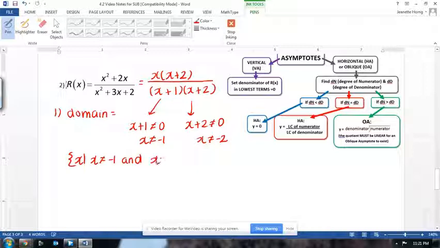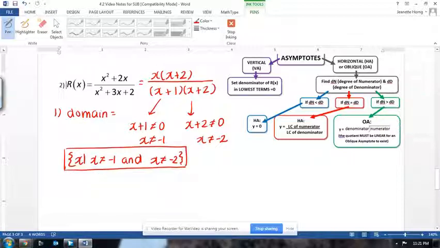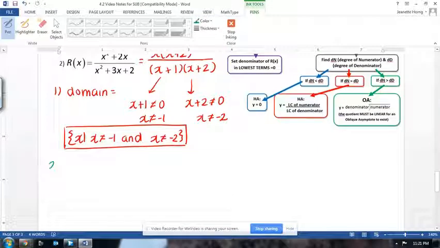So I'm going to write both of those restrictions down because that is the only thing that we have to use our original equation for. Everything else we can use the reduced equation. So that's why domain always goes first, and then you will use the reduced form anytime after.